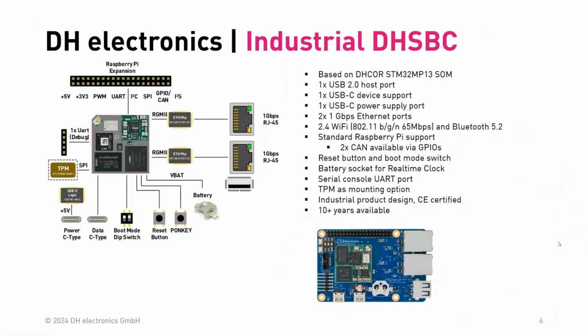Now we will have a look at the reference design, the DH single board computer based on our DH core STM32MP13 system on module. The most important thing is that this is not just a development board, but a real industrial design that can be used directly for a project. The board comes with Raspberry Pi form factor, and in addition to the features of the DH core system on module itself, the board comes with the following features.